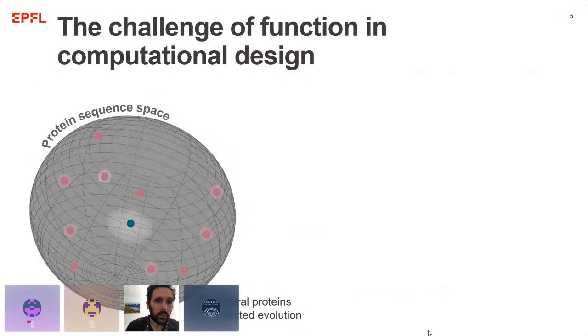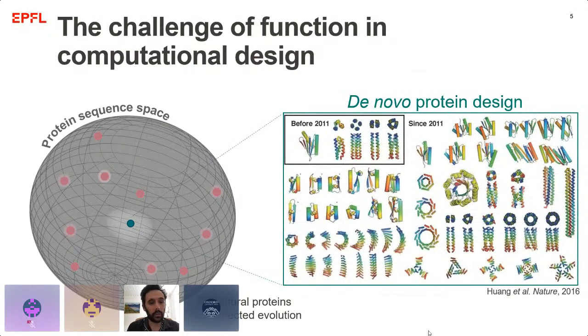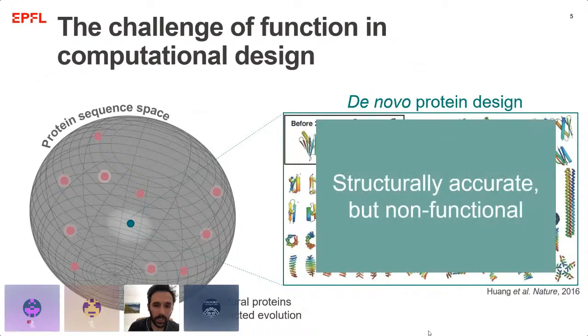So the challenge of designing function in computational design is one that is very important. A lot of effort has gone into de novo protein design, but what has been relatively challenging, and where I think we are now starting to see noticeable breakthroughs, is in terms of installing function into these de novo designed proteins. Of course, we have been very successful in designing structurally accurate proteins, but oftentimes they do lack this functional component. Next slide.